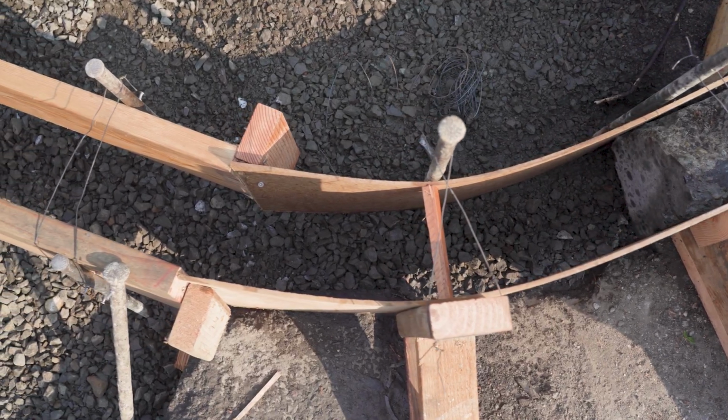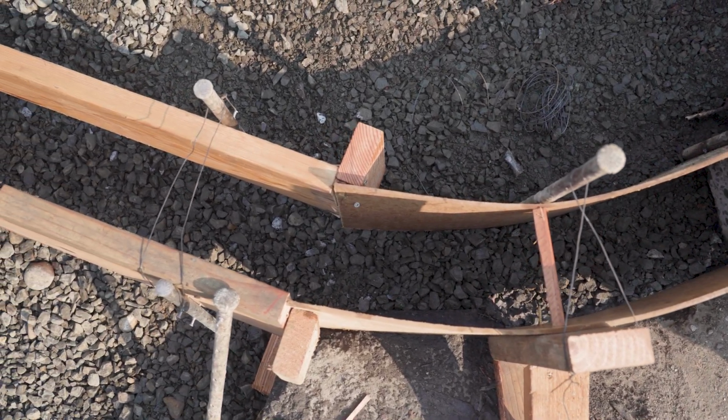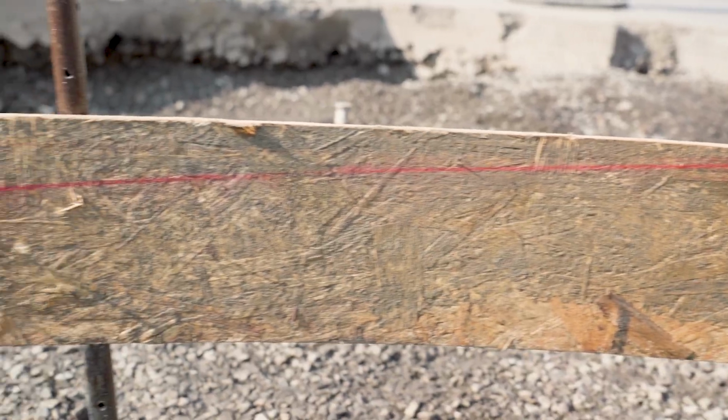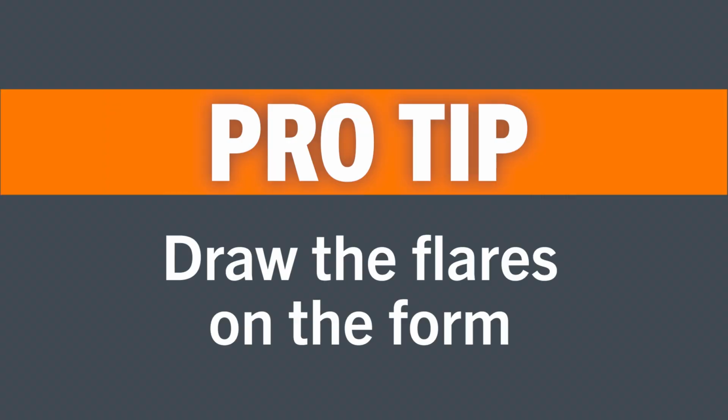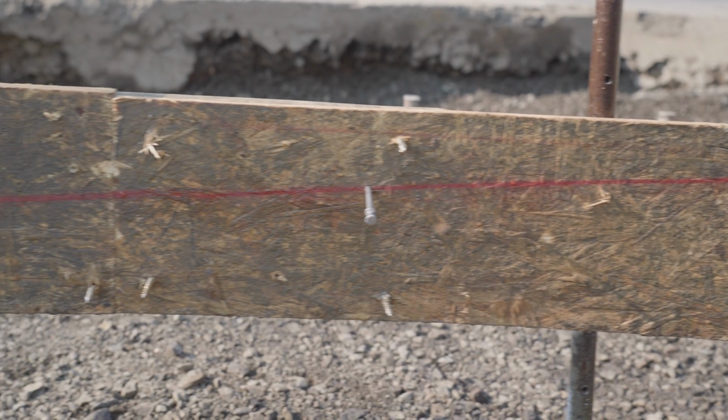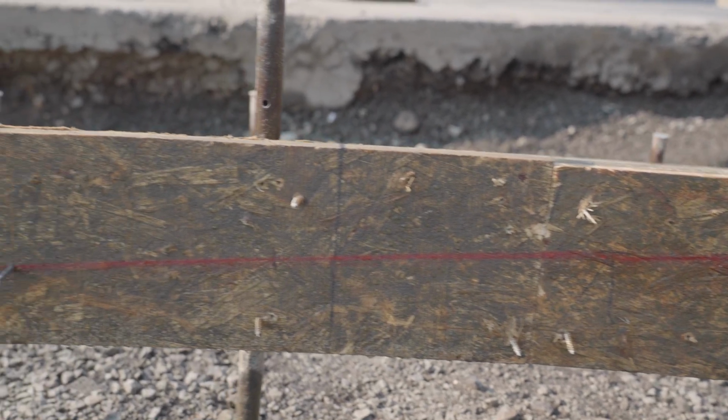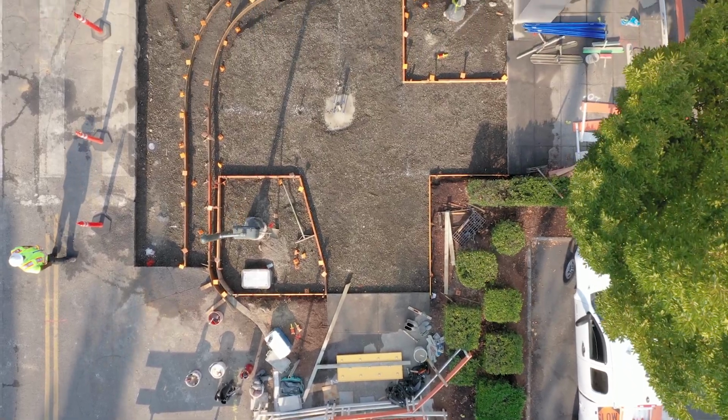Get the curves smooth in the forms, and your pour will follow. On the form for the flares, mark the target concrete level so when you pour, you have a visual reference. Now we're ready for the pour.